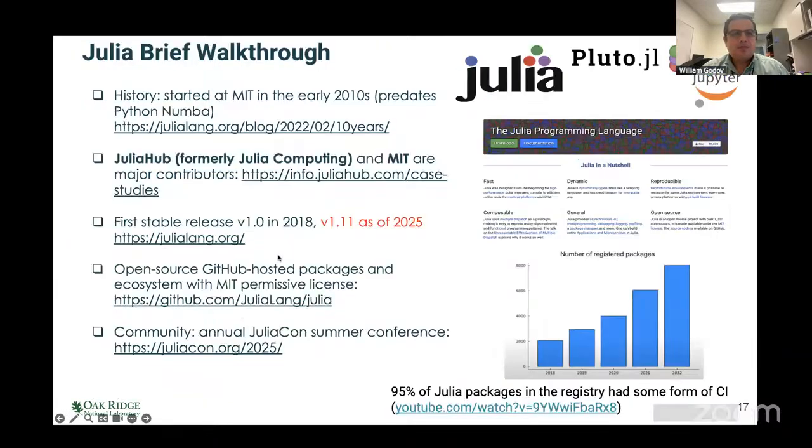So, a brief walkthrough. I'm going to go quickly. Also, as I mentioned, starting in the 2010s, it has a commercial side called JuliaHub, and MIT is also a major contributor. That's where most of the JuliaHub people came from. The first stable release was in 2018.